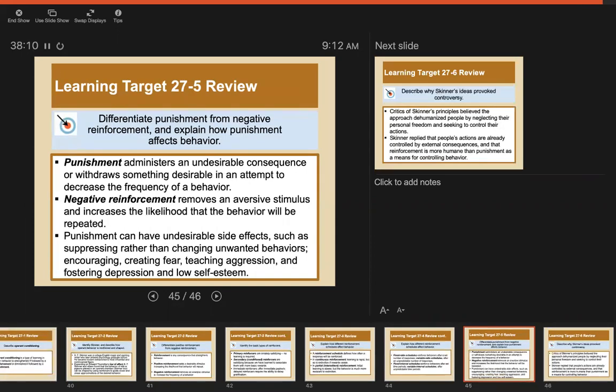Punishment is not negative reinforcement. Punishment administers an undesirable consequence or withdraws something desirable in an attempt to decrease the frequency of a behavior. Negative reinforcement, again, removes an aversive stimulus and increases the likelihood the behavior will be repeated. Punishment can have undesirable side effects, however. Sometimes punishment may be necessary, but we have to remember that it comes with some possible undesirable side effects, such as suppressing rather than changing unwanted behaviors, encouraging and creating fear, teaching aggression, and even potentially fostering things like depression and low self-esteem. So we need to be careful with our use of punishment. And as Skinner would say, we should be focusing on the reinforcement.